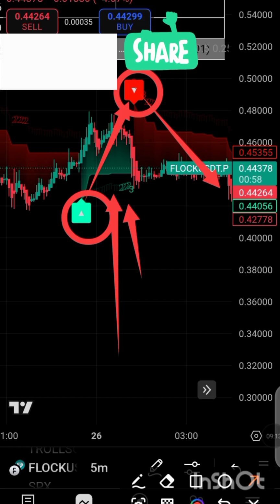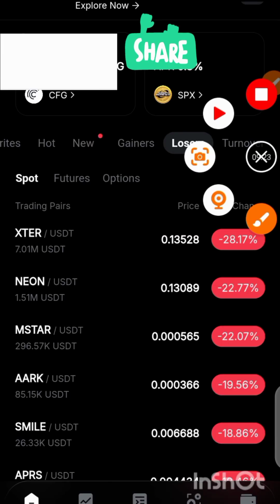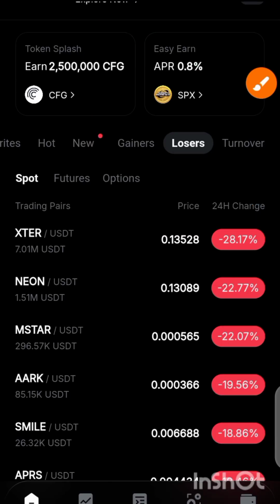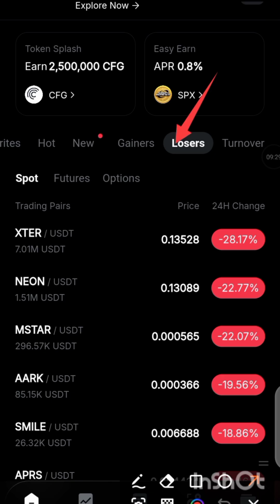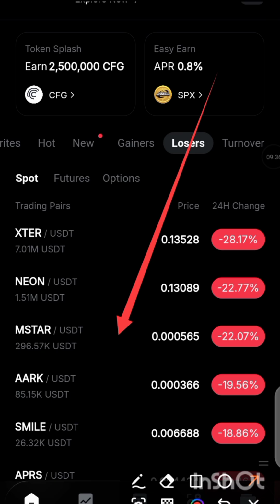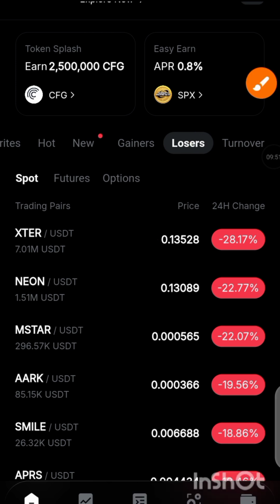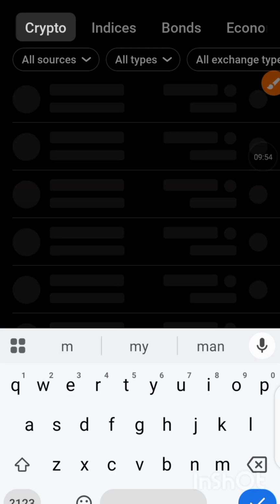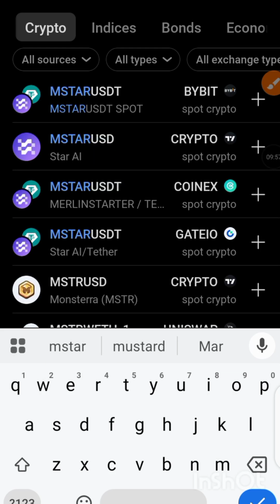Remember, if you are using 5 minutes in your exchange, you must use 5 minutes over here. So let's look for another token right away. This is my Binance, and over here let's look for this particular token, which is M star, because I'm looking for a buying opportunity. I need to look for a coin that has gone deep. So this is M star. Let's go to my TradingView and see M star.